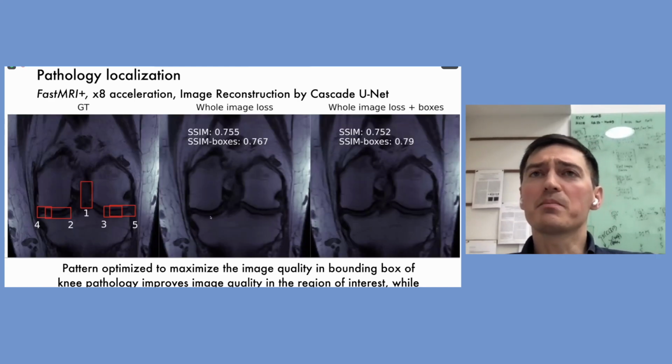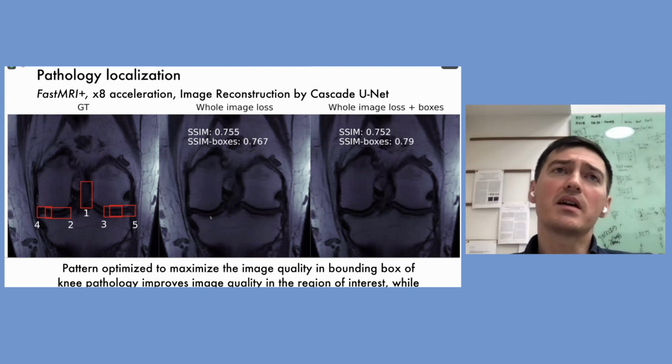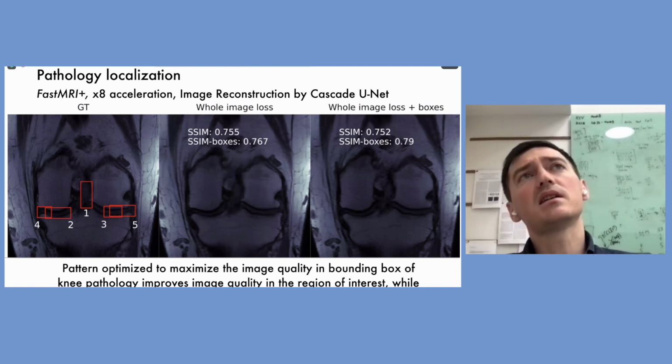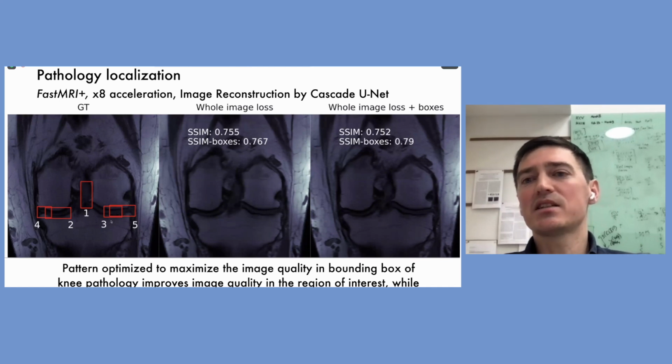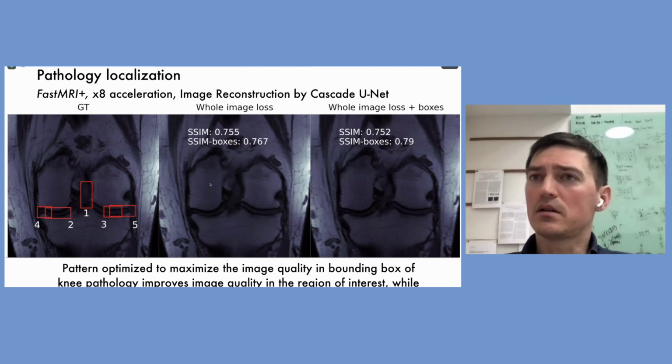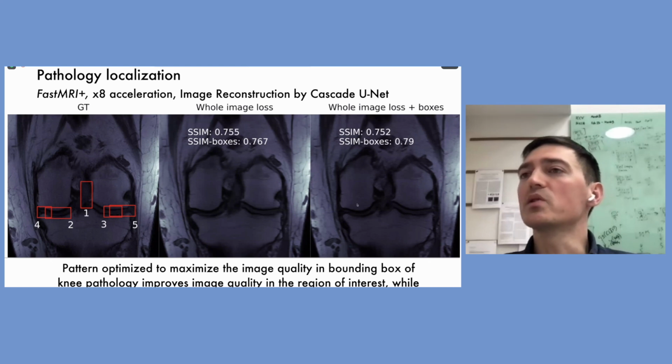This is just an example for the annotated fastMRI dataset, for the knee dataset. And again, in these bounding boxes, you can see better reconstruction detail for this particular case, as opposed to boosting how the entire image looks.